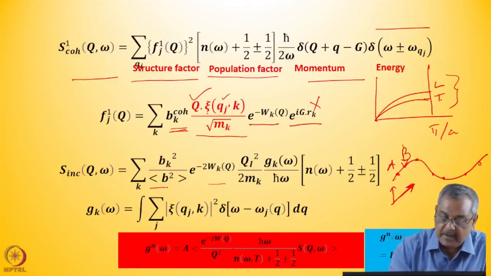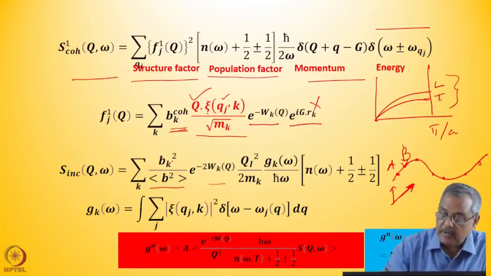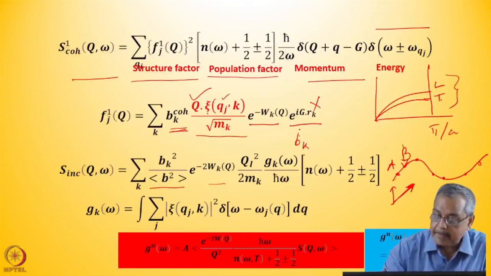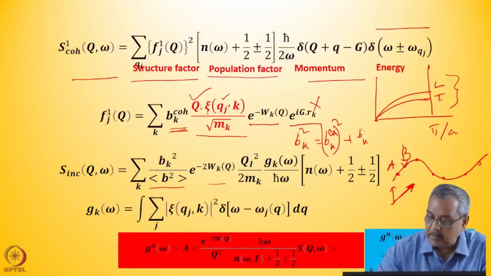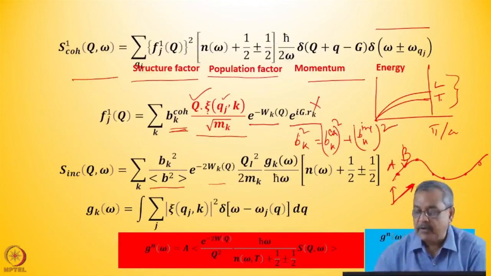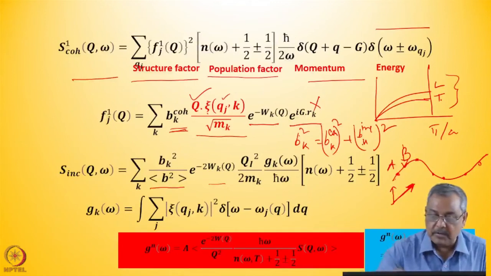So q square comes, squaring bk square comes. Here I have weighted it against the average b square value. This bk square will include bk coherent square plus bk incoherent square. So now under incoherent approximation, because I am considering the motion of the particles are independent of each other, I have got the total cross section. That's what I have written here.